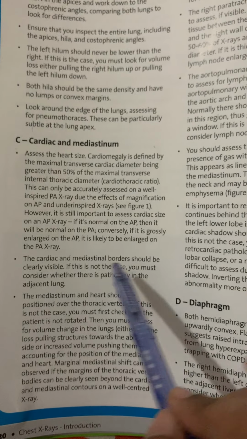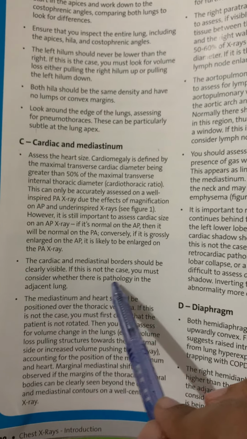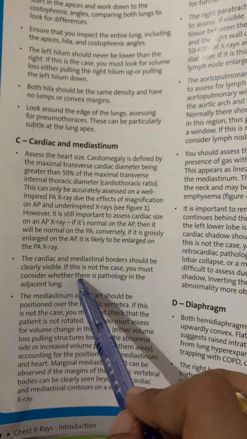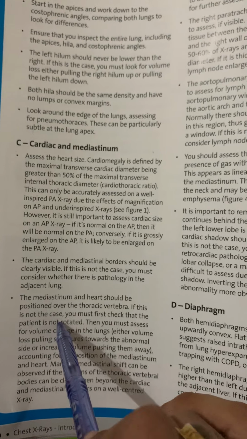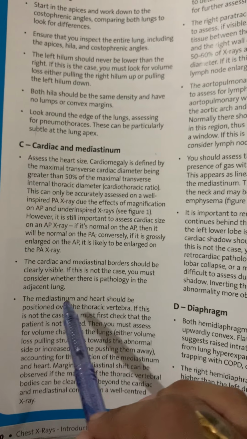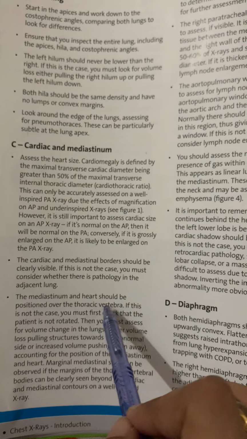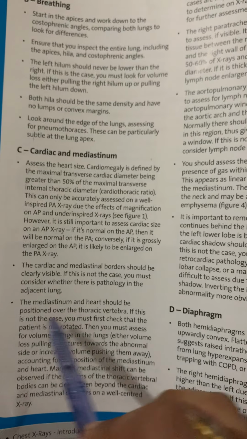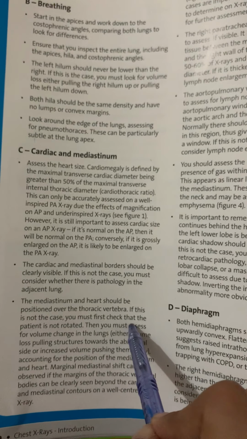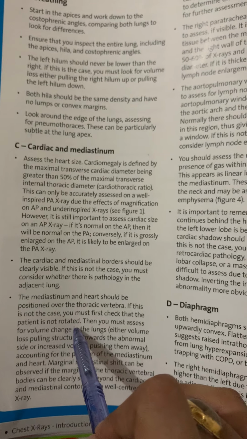The cardiac and mediastinal borders should be clearly visible. If this is not the case, you must consider whether there is a pathology in the adjacent lung. The mediastinum and heart should be positioned over the thoracic vertebra. If this is not the case, you must first check that the patient is not rotated.